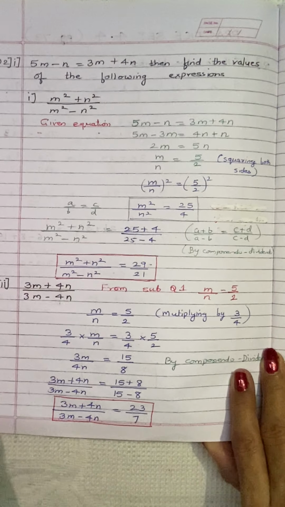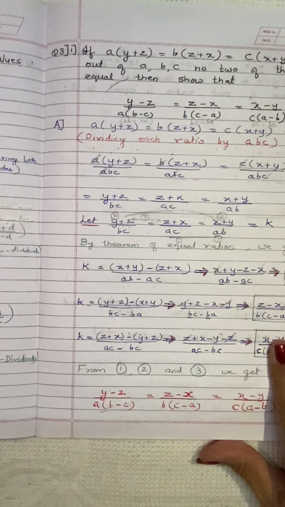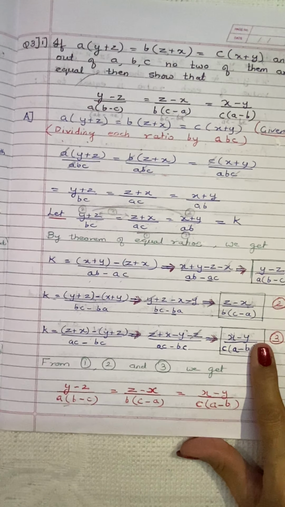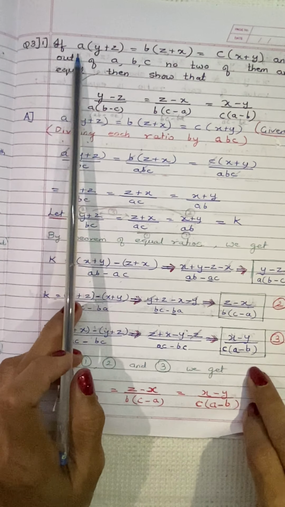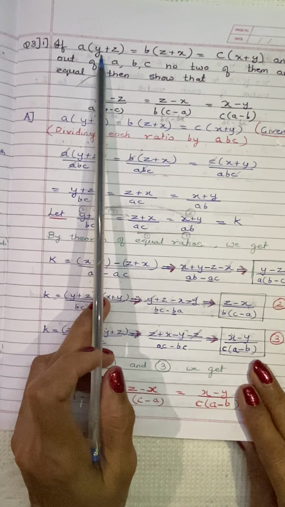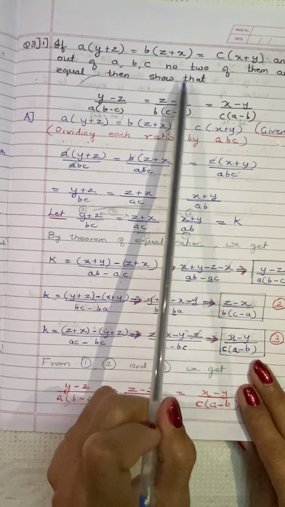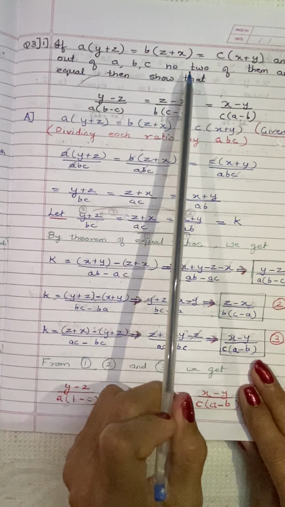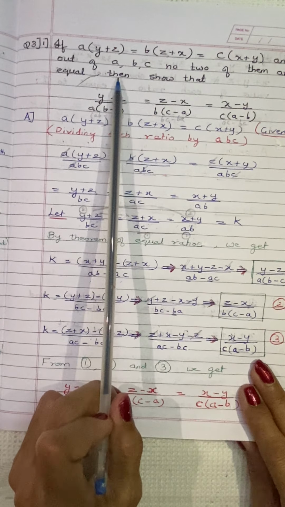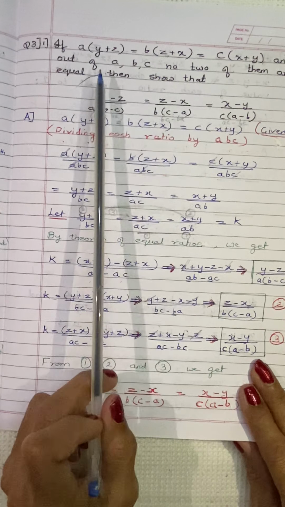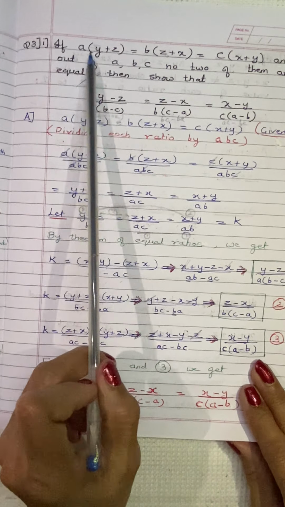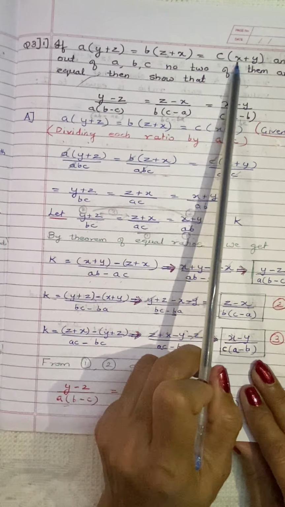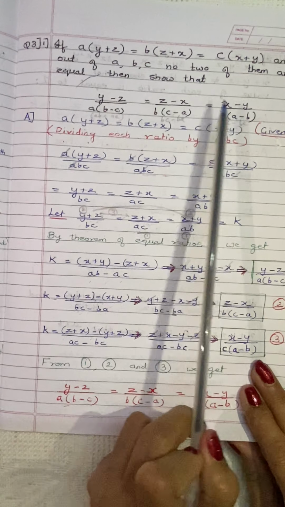Let's come to question 3, sub question 1. Question 3: if a into bracket y plus z is equal to b into bracket z plus x and is equal to c into bracket x plus y, and out of a, b, c, no two of them are equal, then show that the given result holds. None of them are equal, so we have to show that. This is the expression they have given, and when we solve this we are supposed to get this answer. Let's see how it is.